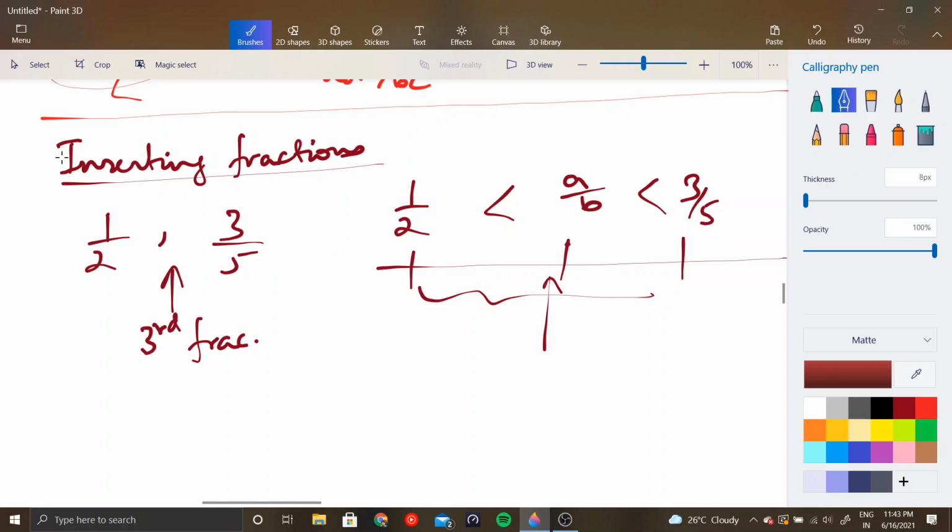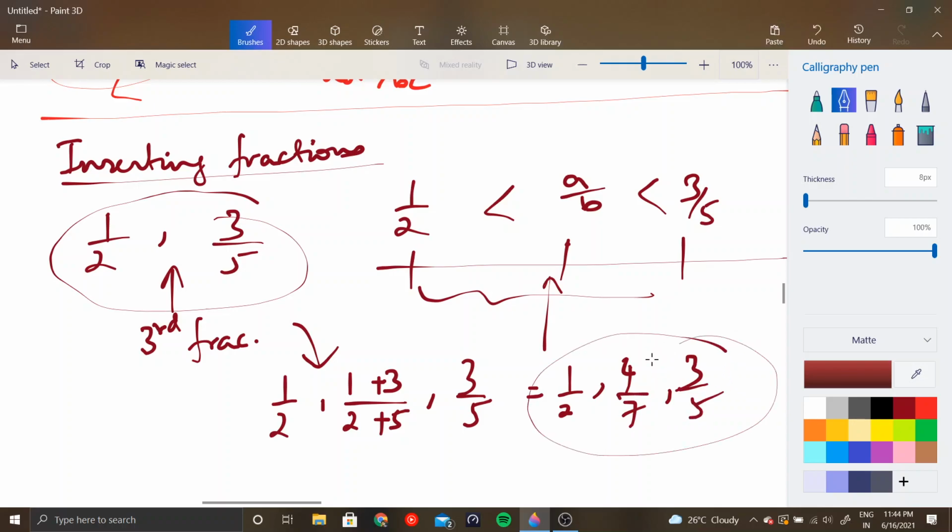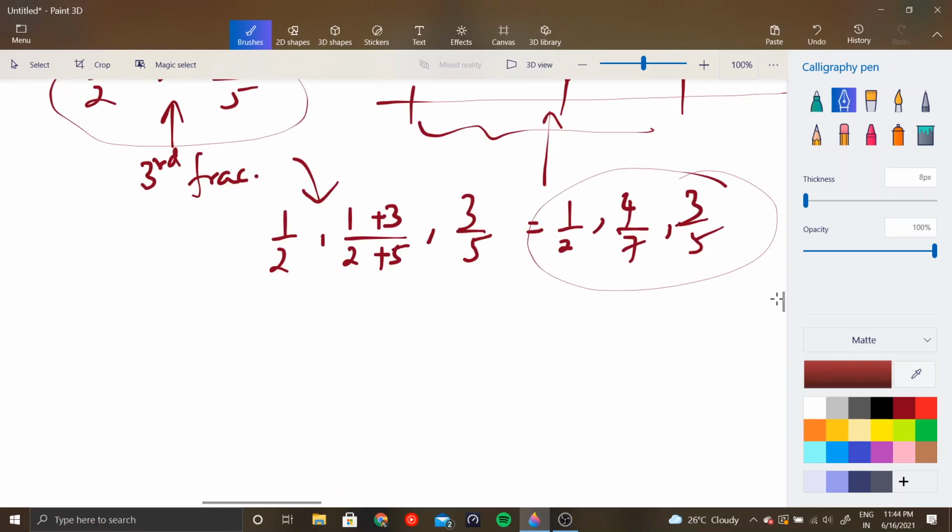Different books will tell you different techniques to do that. But the simplest technique is, when you are asked to insert a fraction in between two fractions, just use the information you already have. You have 1 by 2, you have 3 by 5. So the resulting fraction would be, just do this: take 1, take 3, add them; take 2, take 5, add them. You have the result. 1 plus 3 is 4 and 2 plus 5 is 7. So it's as simple as that.